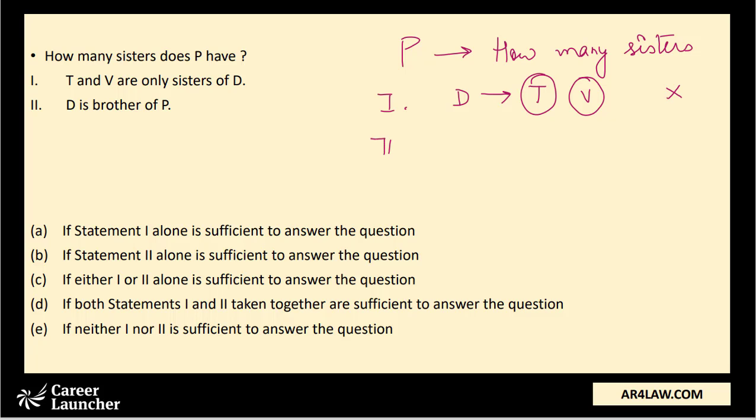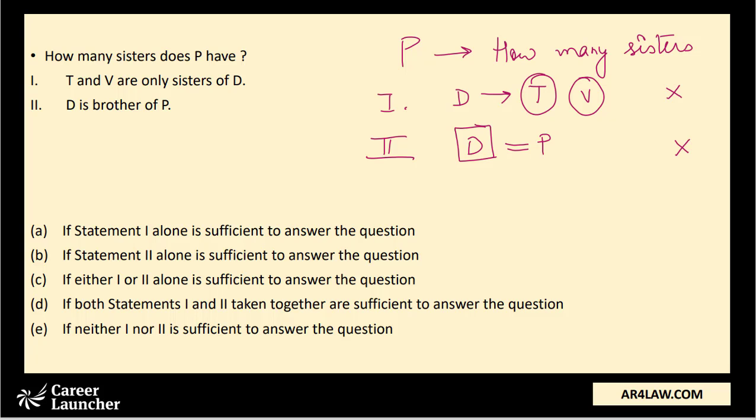Statement 2, let's look at statement 2 individually. Statement 2 says D is brother of P. Again, when we look at statement 2 alone, are we able to answer how many sisters does P have? No. Individually, again, statement 2 is not helping me.